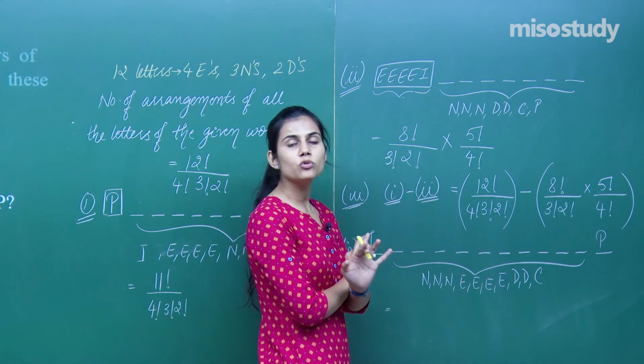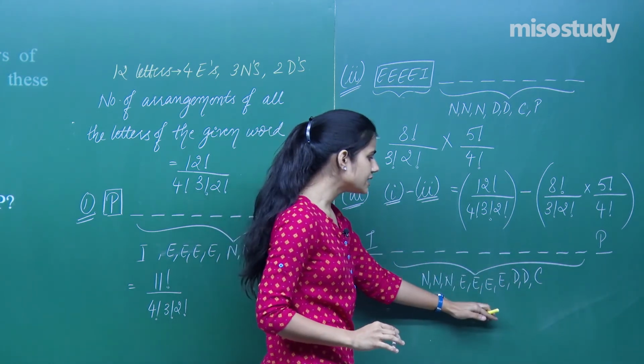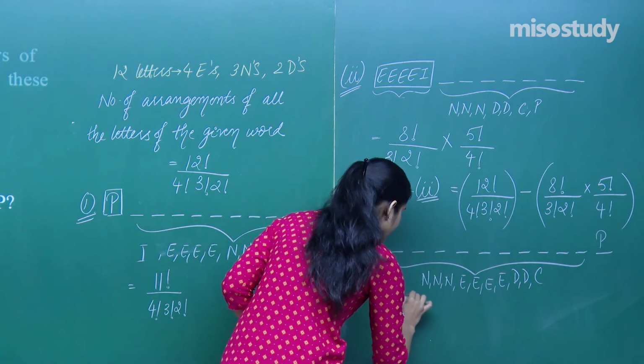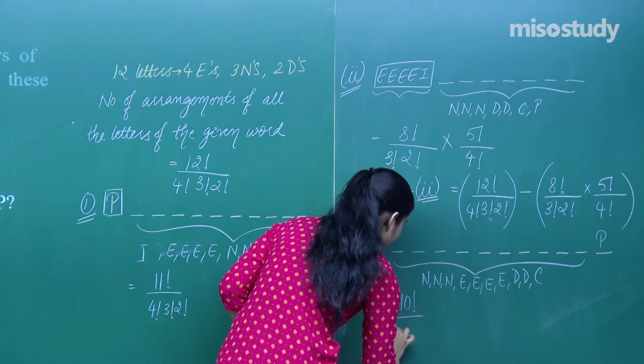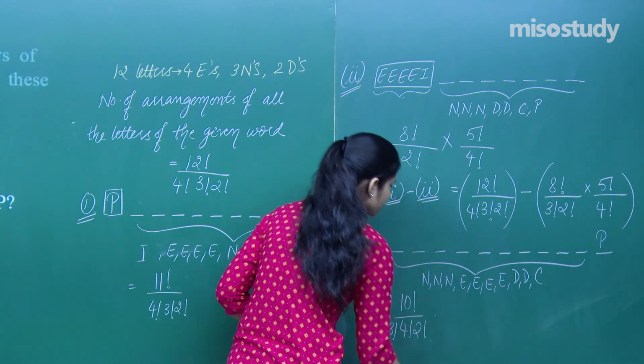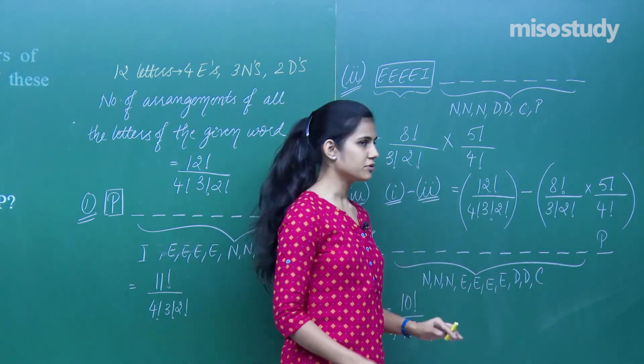So now I don't need to actually bother about the first and the last place. I only need to arrange these 10 letters in these available 10 places, which I can do in 10 factorial upon 3 factorial into 4 factorial into 2 factorial. That's it. And that's my answer to the last query.